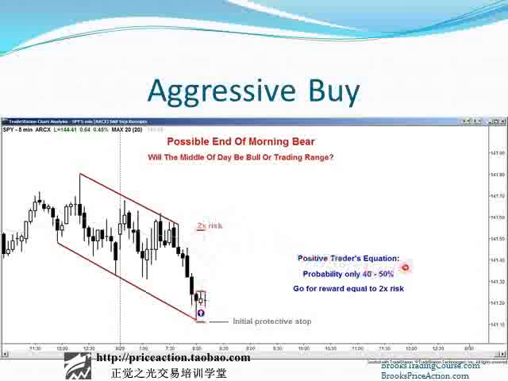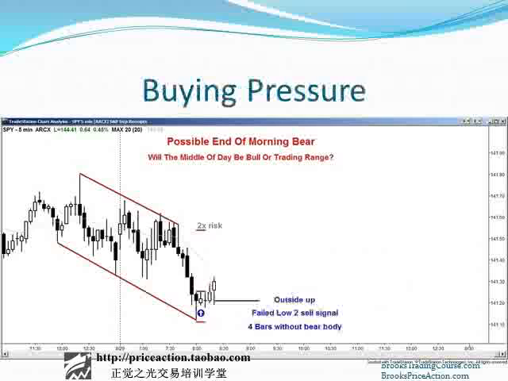If you're going to have a positive trader's equation and you're taking a trade that only has a 40 to 50% chance of success, you have to go for a reward twice your risk. This is looking pretty good at this point, right? We tried to trigger a low 2 short below here, and we ended up with a bull outside up bar. So at this point it's looking pretty good.